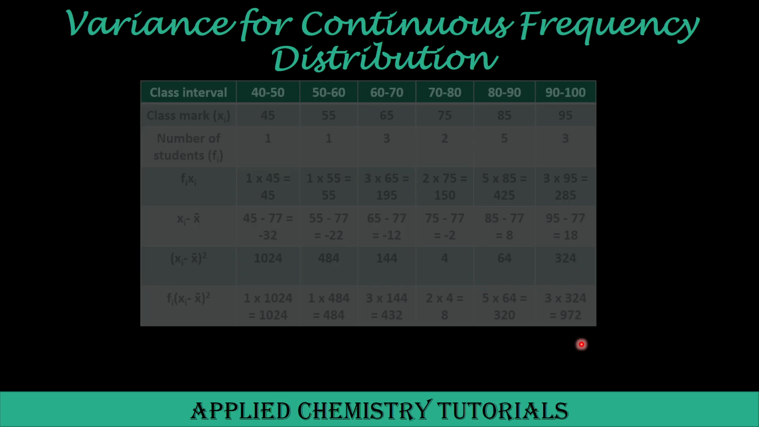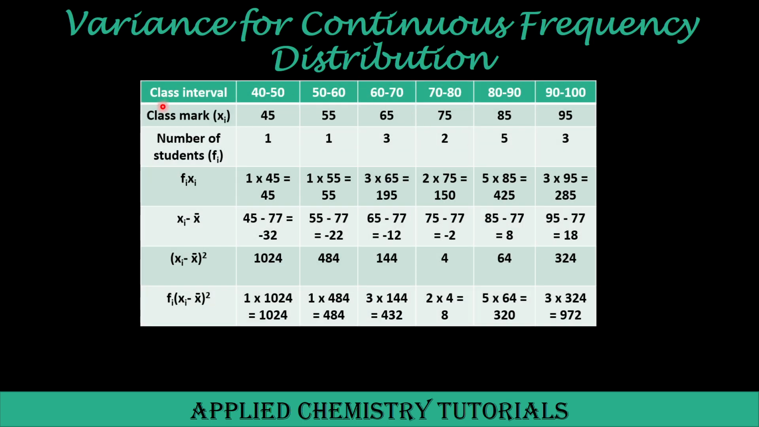Similarly, we can calculate the variance for the continuous frequency distribution. Let's focus on the top part of the table here. We have already shown the class intervals from the problem statement. We calculated the class marks and showed them in row 2, and the number of students fi in row 3. So we can easily get our value of fi xi from the table here.